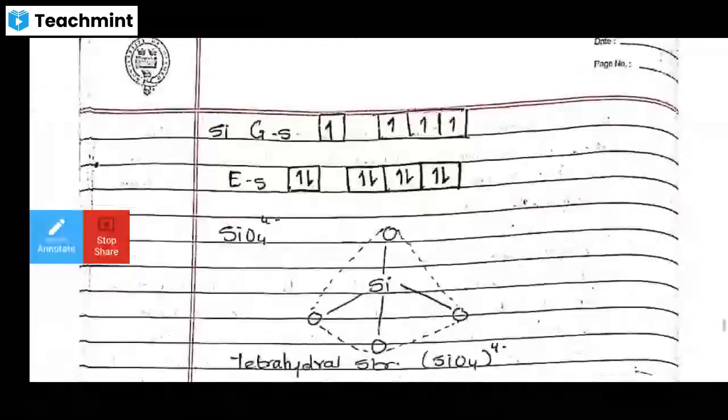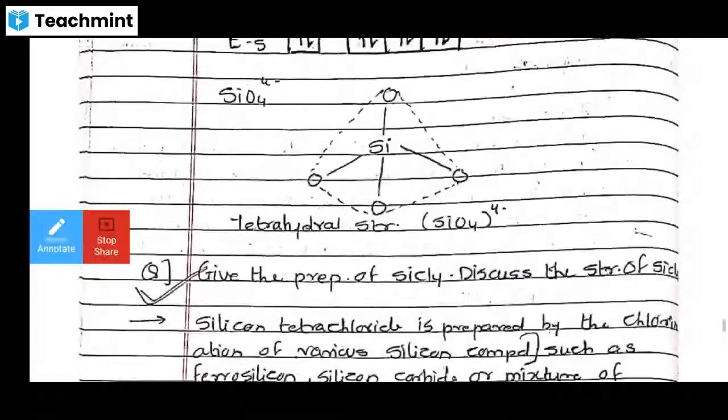In this case, silicon in the excited state gives equal-energy hybrid orbitals, and these equal-energy hybrid orbitals are responsible for proper bonding with the oxygen atoms. So this is called the SiO4 tetrahedral structure. This is the most important point regarding silicon: SiO4 has a tetrahedral structure.